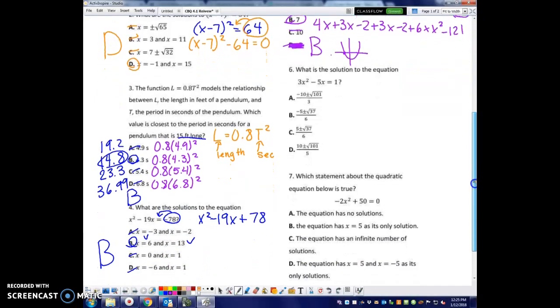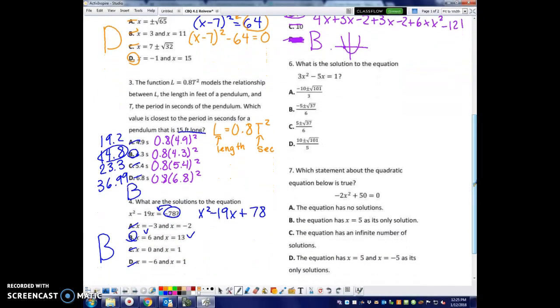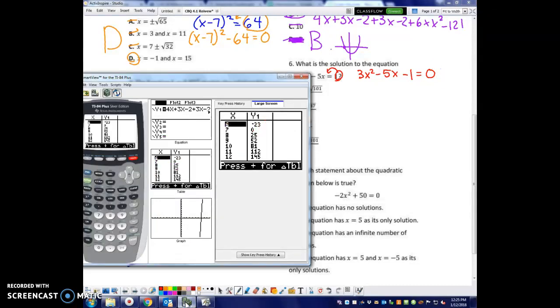Number 6. What is the solution to this equation? Notice none of them are pretty. Okay? That's okay. We're still going to make it happen. So we're still going to type this into y equals. We need to move this guy over. So it's 3x squared minus 5x. Instead of a positive 1, it's a negative 1 equals 0. So we type that into y equals.